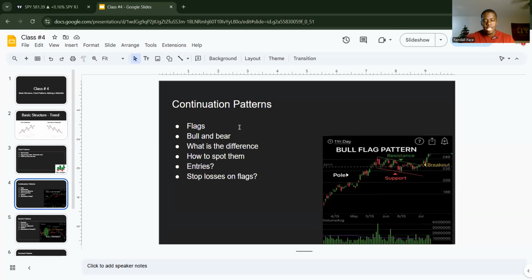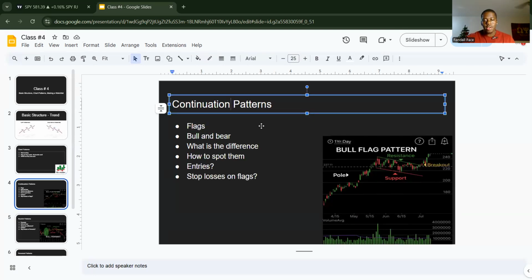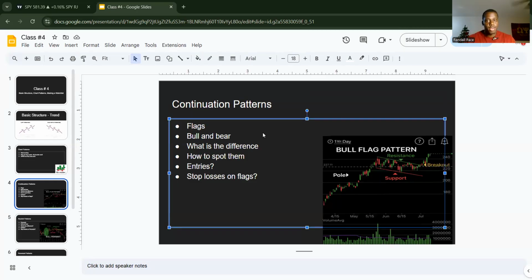Okay. Now you have continuation patterns. This is the first type of pattern, and these are probably the easiest ones, right? So these are flags, right? A flag pattern is a continuation pattern that you will only take towards the direction from which it came. Okay, so you have bull flags and you have bear flags.